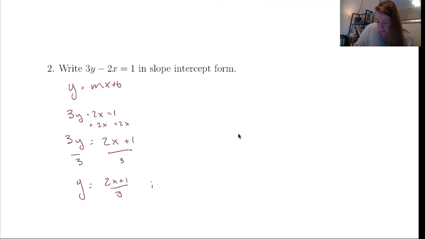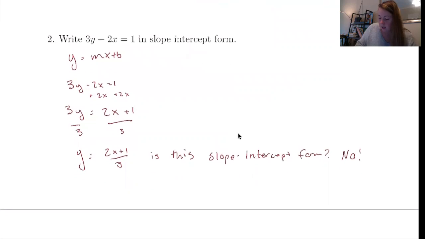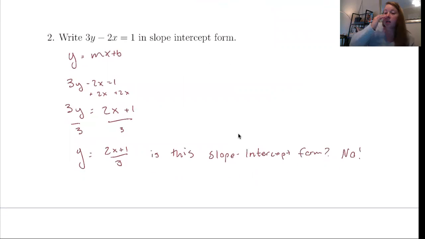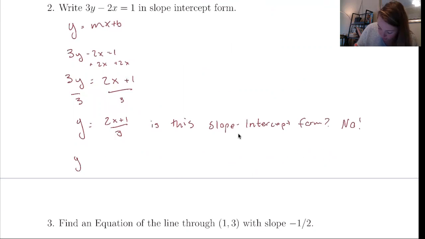Is this slope-intercept form? No. It's mx plus b, not mx plus b over c. So I just need to pull my fraction apart. So that way I just write 2 over 3 x plus 1 over 3. So you just got to be really careful with that, okay?